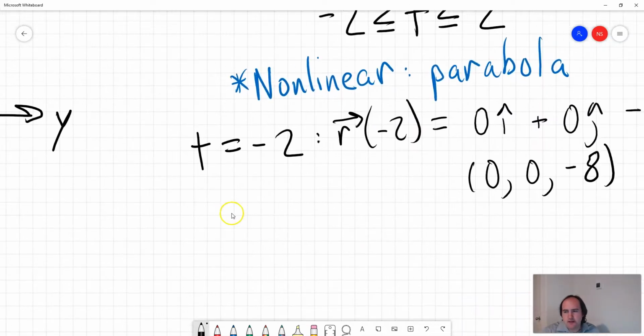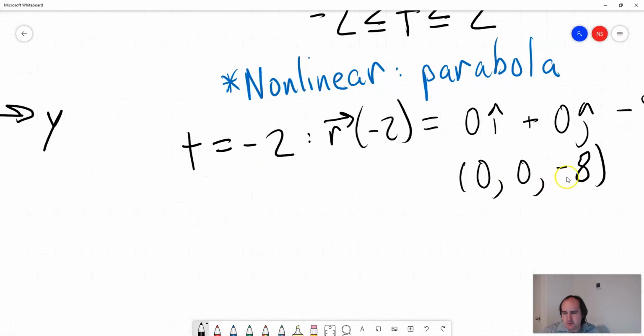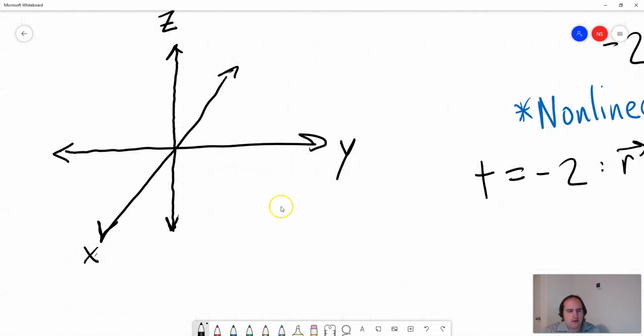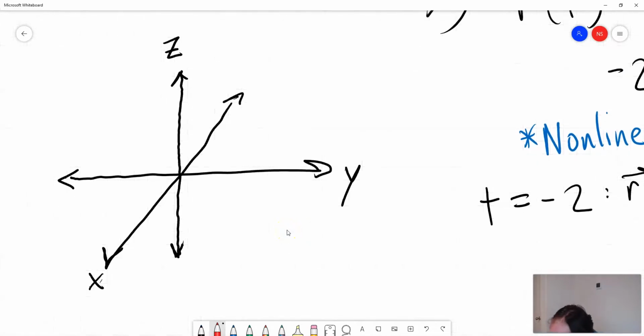Our first point that we're going to plot when t equals -2 is 0, 0, -8. So x is 0, y is 0, and z is -8. So we're going to start here at -8 on the z-axis. This is where t equals -2. Okay, and I have a rough idea that it's going to be a parabola, but I'm still going to have to do at least 2 more points to figure out where to draw this parabola.